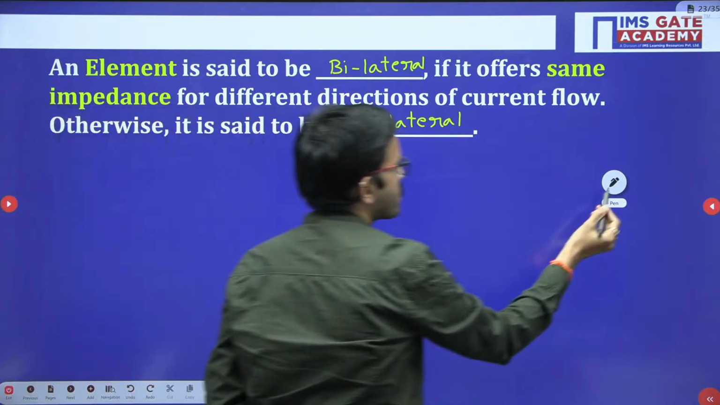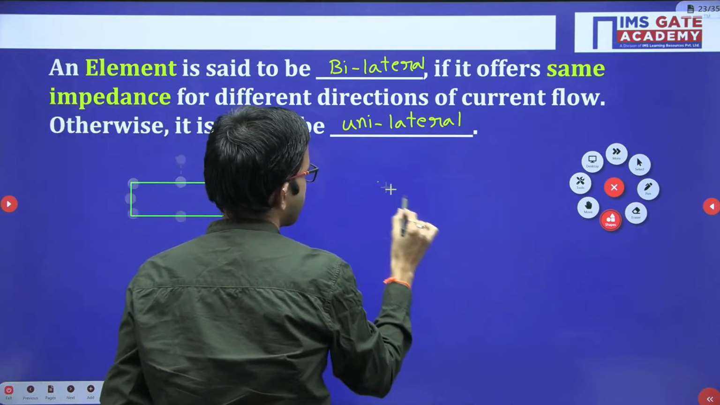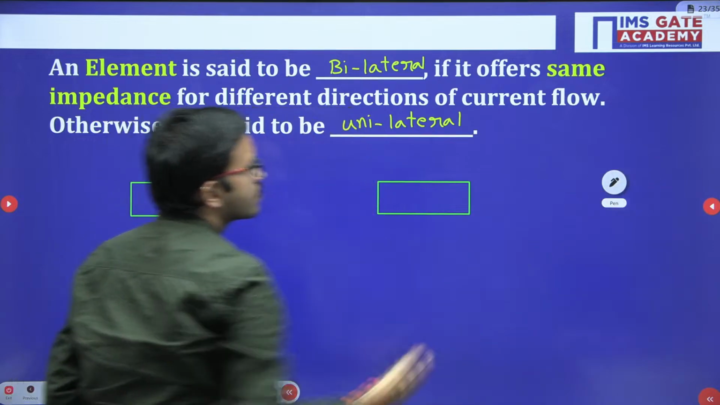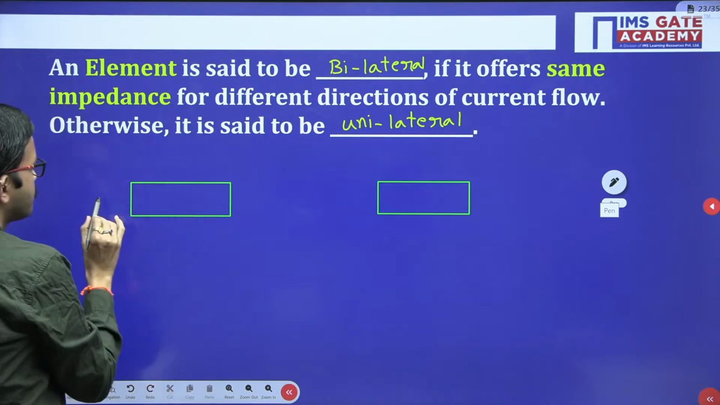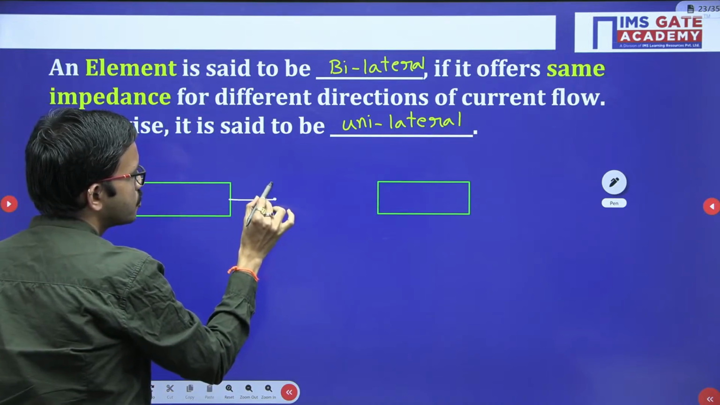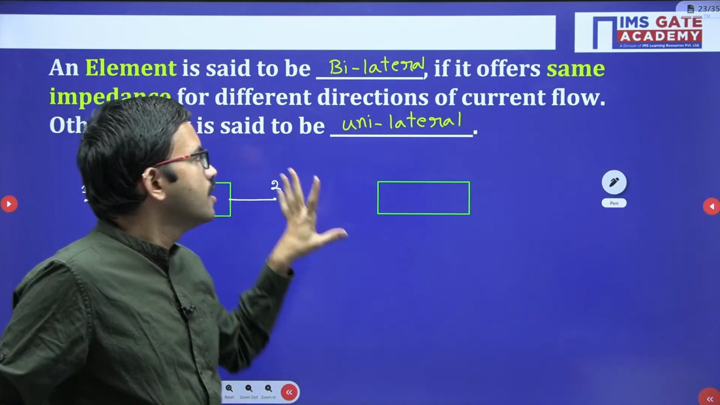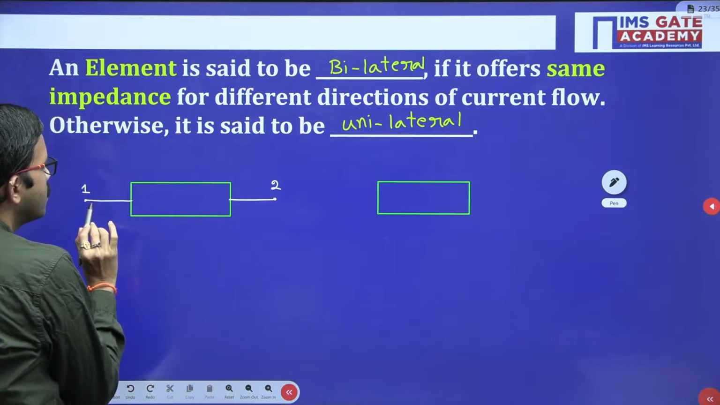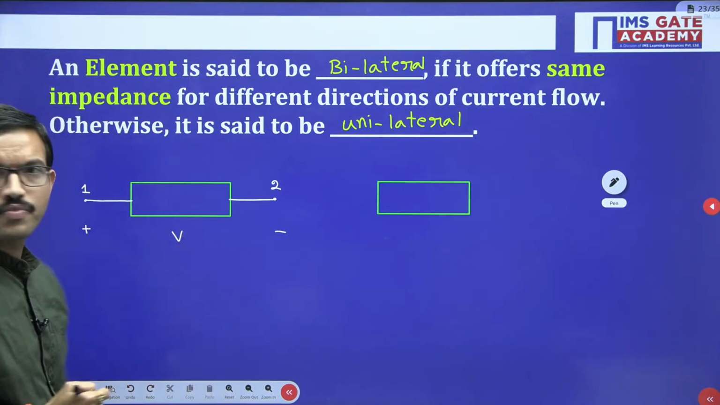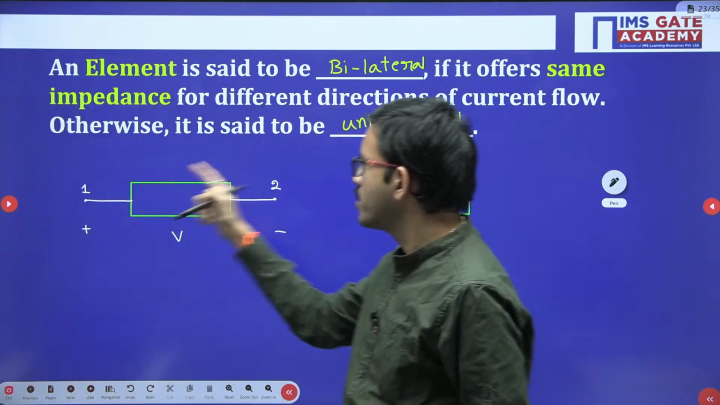Say for example, you are having one element. For the timing, I am labeling terminal 1 and terminal 2. Any electrical component that you will study in this entire subject will have two terminals. So say for example, if the voltage across terminal 1 and 2 is V, with polarity plus minus like this, then all of you please respond: will the current flow from terminal 1 to 2 or terminal 2 to 1?